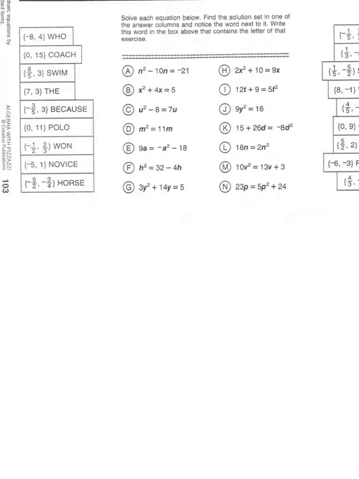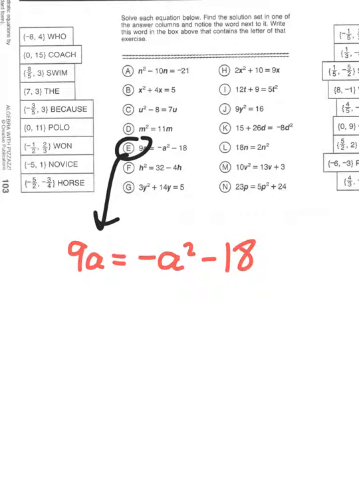Okay, I'll do a couple more from this side still. I'll pick out even still the next one, E, just because I can see that one being a tricky one to set up. But once you've got it set up, I think you'll know what to do. 9a equals negative a squared minus 18.